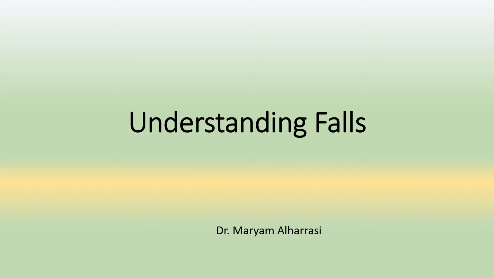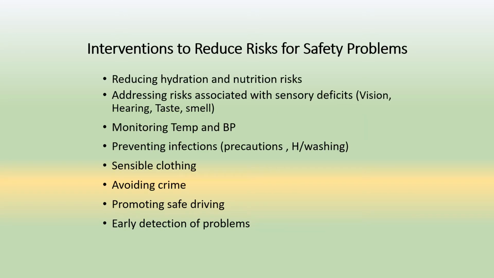Okay, so our lesson number two is towards understanding falls. We need to understand falls in depth so that we can prevent them from happening, because they are very, very, very much prevalent among older adults. There are certain interventions to reduce the risk for safety problems. For example, by reducing hydration and nutrition risks, so by having adequate hydration and adequate nutrition.